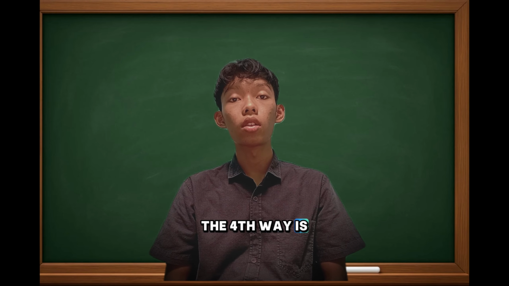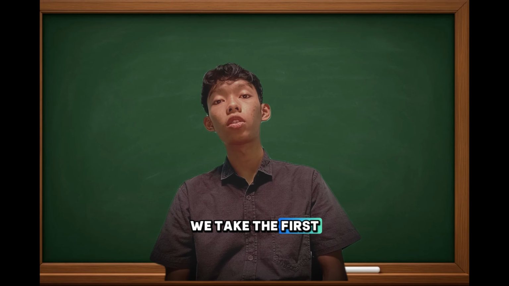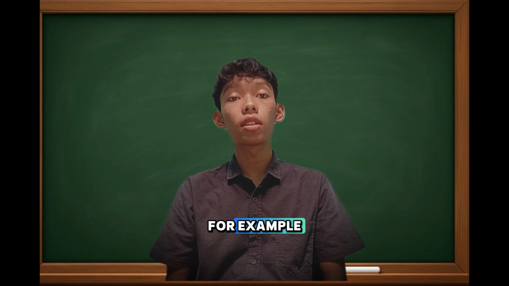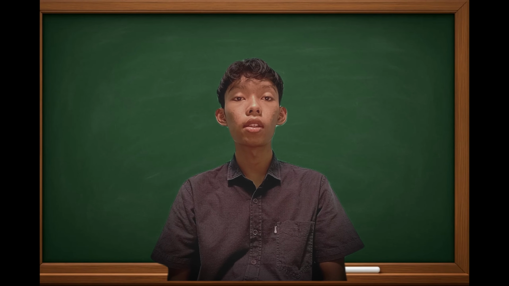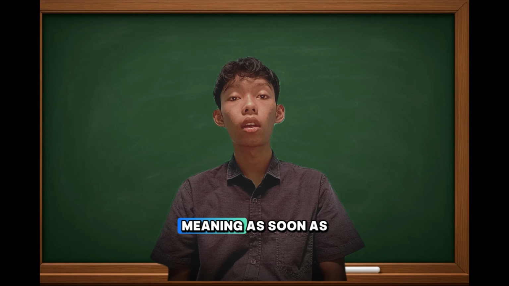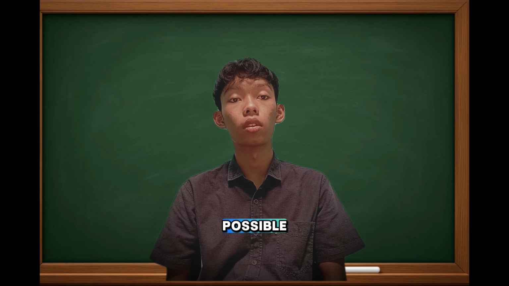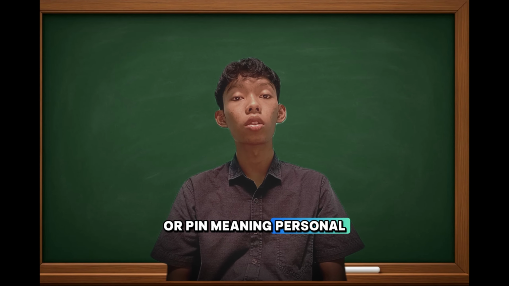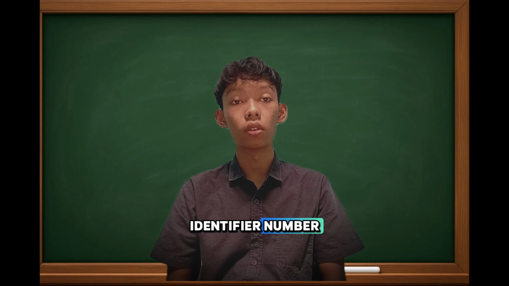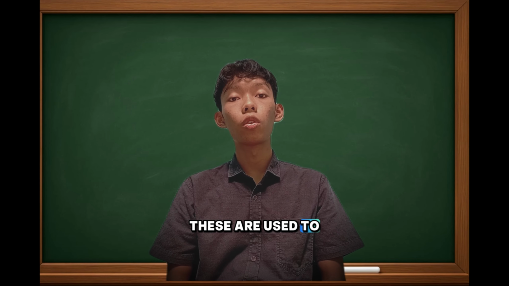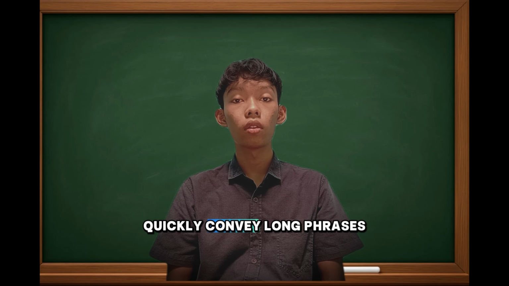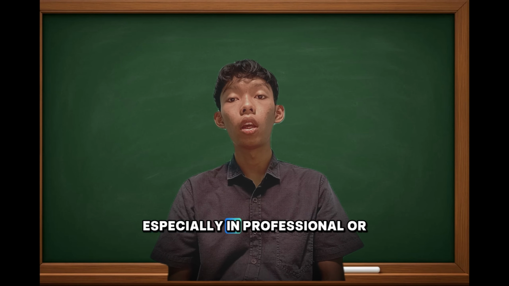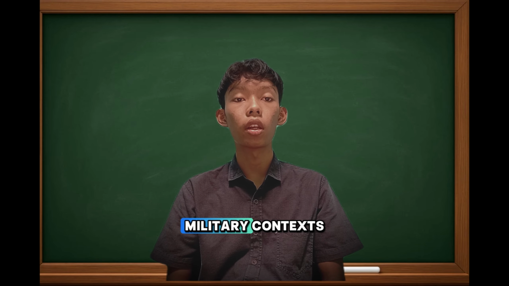The fourth way is acronyms. We take the first letters of a set of words to make a new word. For example, ASAP, meaning as soon as possible, or PIN, meaning personal identification number. These are used to quickly convey long phrases, especially in professional or military contexts.